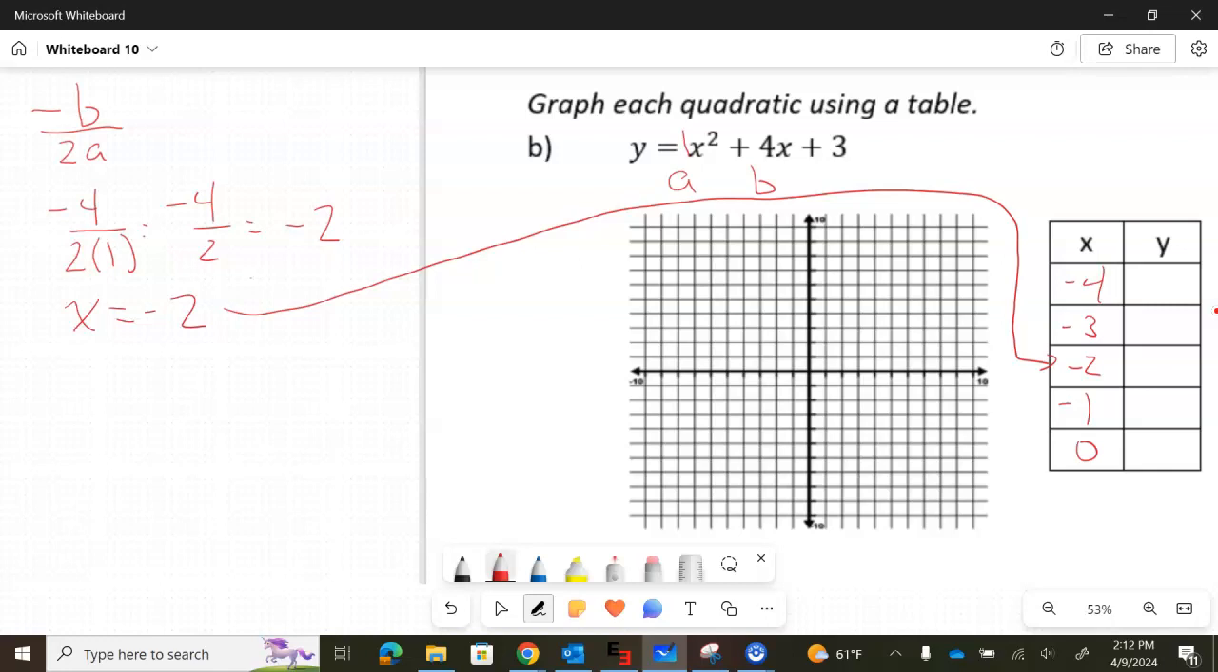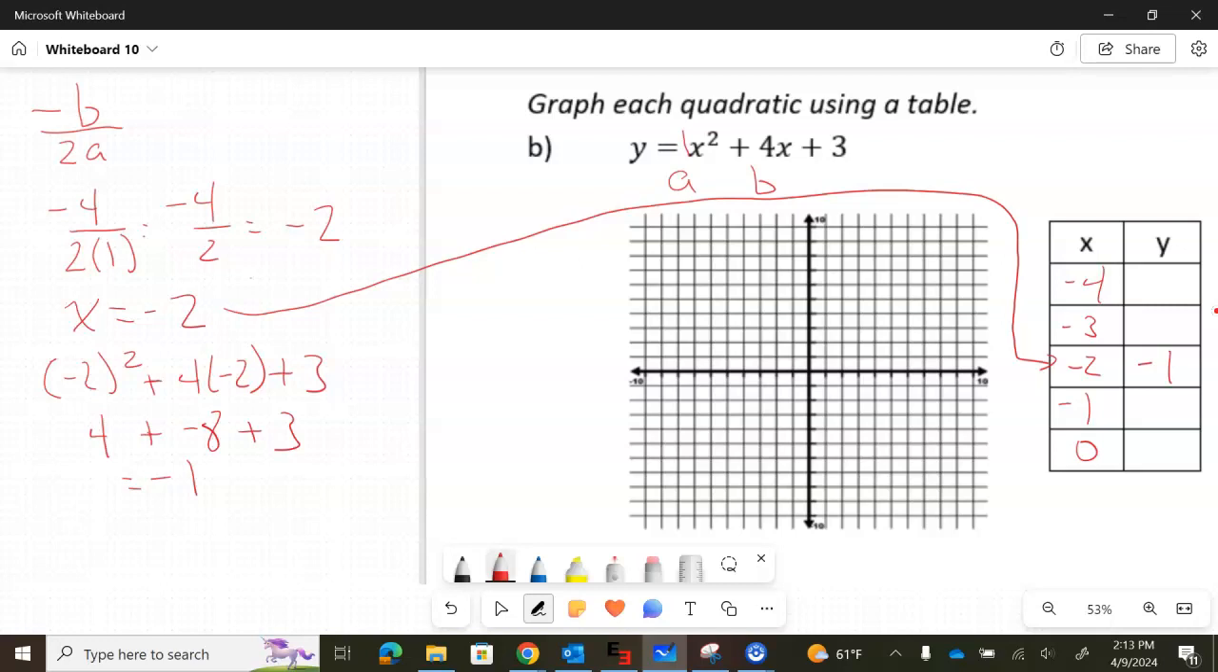How do I know the y value that goes with -2? I'm going to take my function x squared plus 4x plus 3. I'm going to replace the x with -2. So I have -2 squared plus 4 times -2 plus 3. Again, I could just grab a calculator, type that whole expression in, but -2 squared would be 4. 4 times -2 would be -8. So 4 plus -8 plus 3 would give me a value of -1. When x is -2, y is -1.